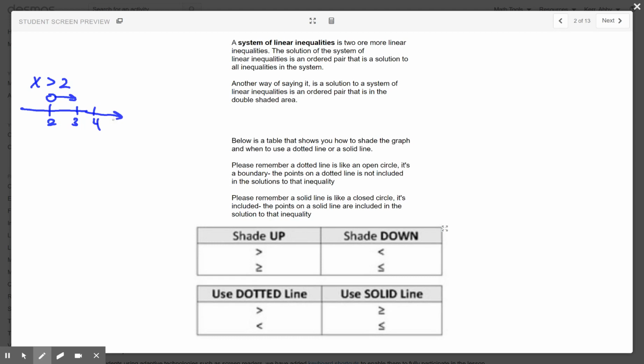Now here we're dealing with a linear inequality, so we're actually going to be drawing a graph on the coordinate plane. And then it says, please remember a solid line is like a closed circle. So a closed circle, let's say x is less than or equal to 5. If we were to draw a number line, we would have that closed dot because 5 is included, and then any number to the left would be okay. It would be a solution. So it's very similar to that.